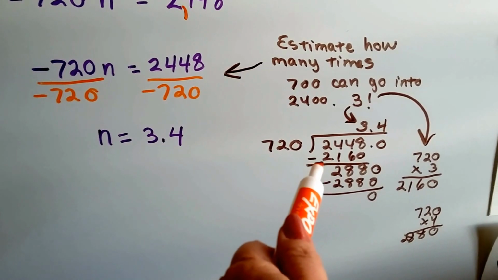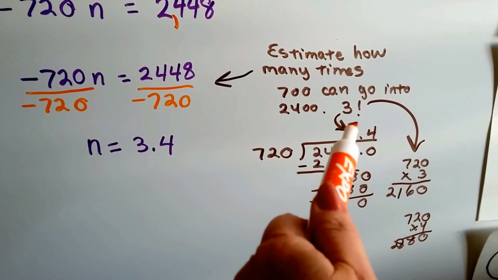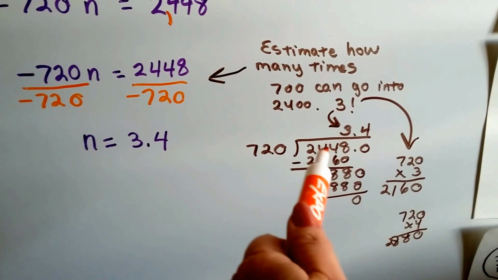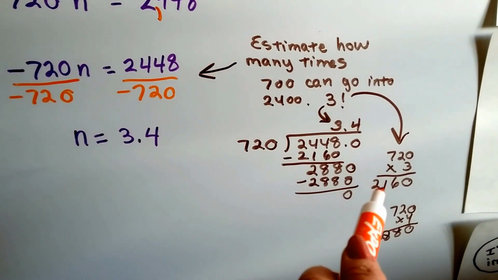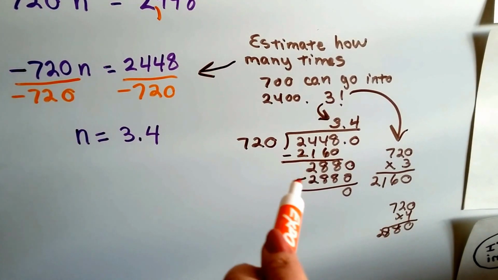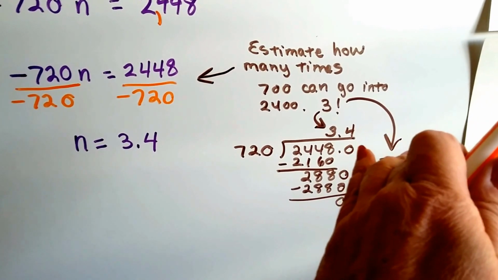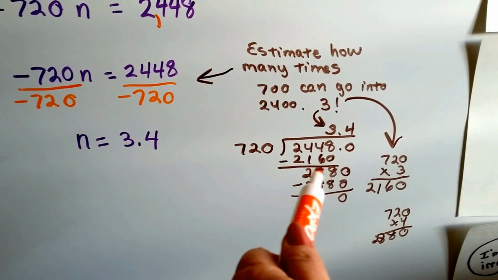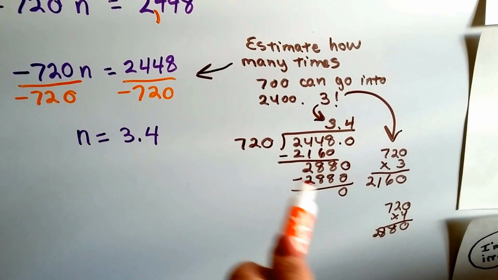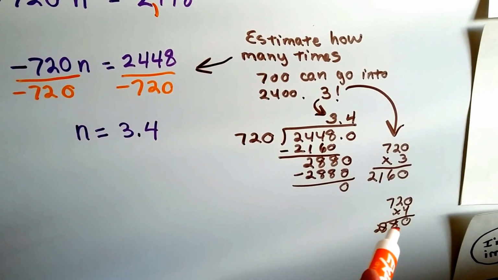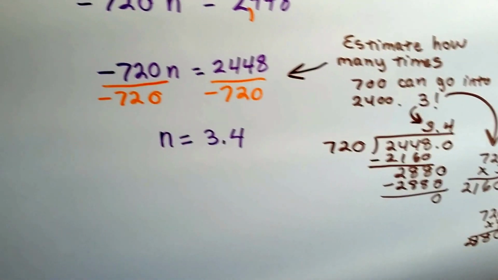So now I can do my long division. 720 goes into 2,448 3 times, and because we put it into the whole number, we're going to put it above the 8 here. And we multiplied it and got 2,160. We subtract that and get 288. And I had to add a decimal point and a 0 because of this 288 remainder. We drop that 0 down, and 720 times 4 is 2,880. So that's a 4. We get 3.4 as our answer.